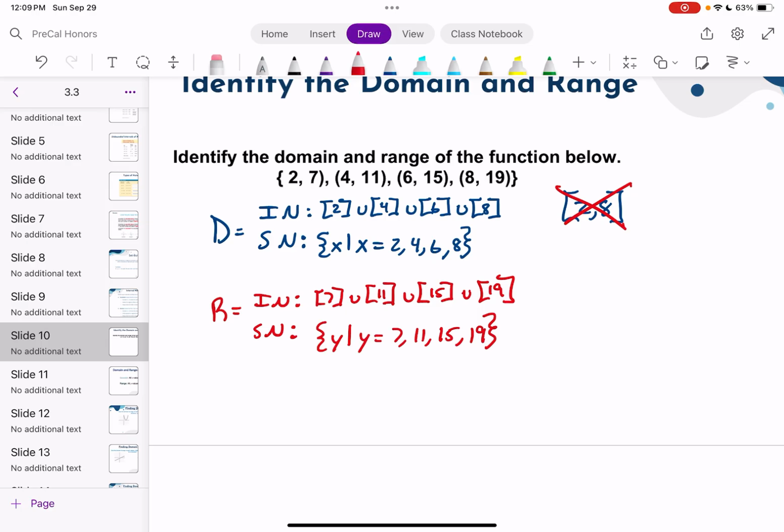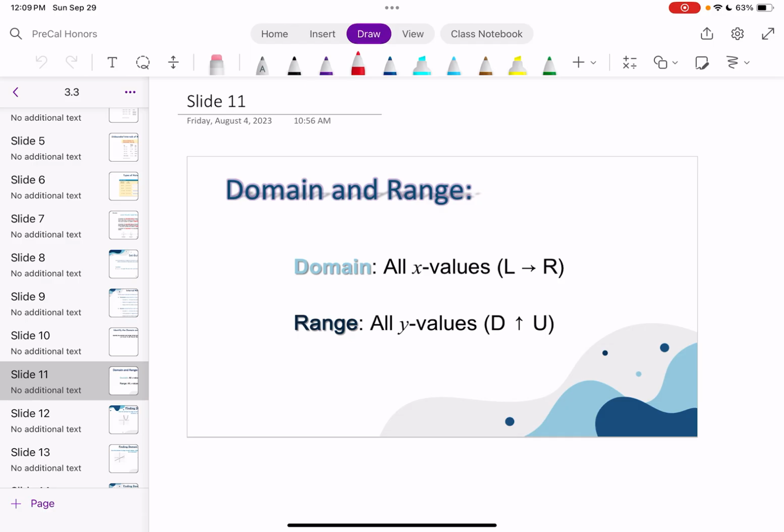Let's go ahead and take a look at slide 11. Slide 11 describes how we describe a range of numbers. When we are writing the domain, we are including all of the x values from left to right, or from least to greatest.